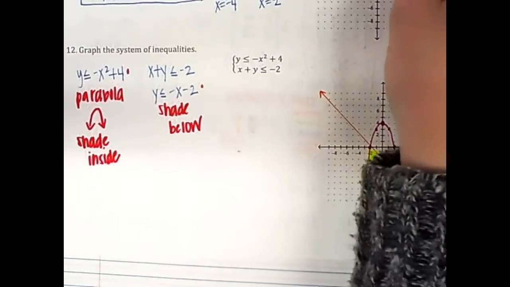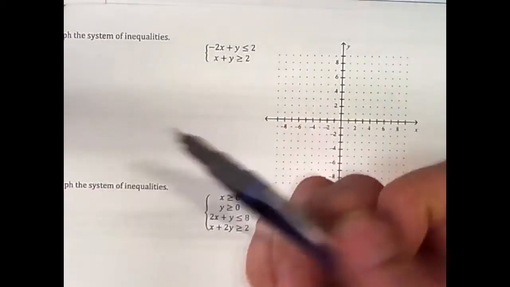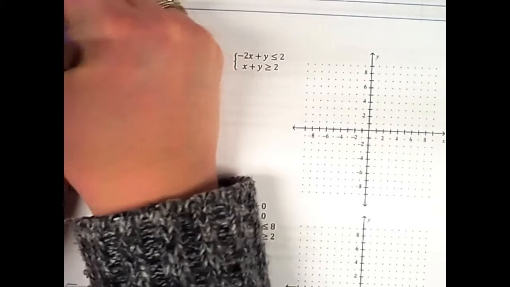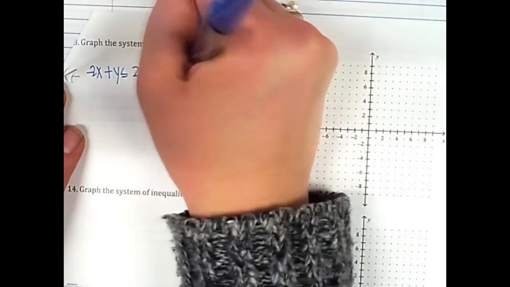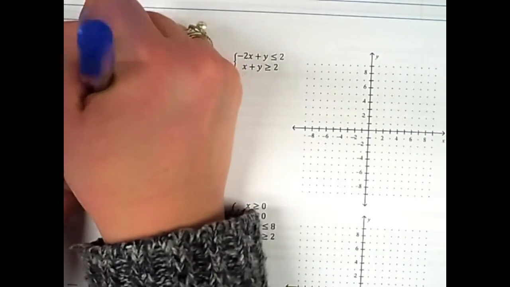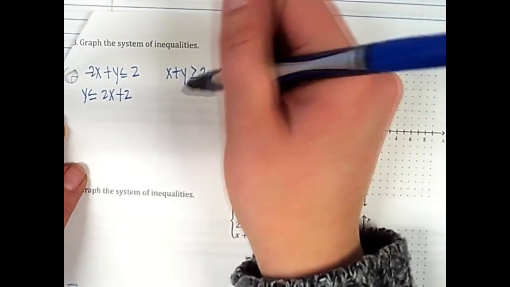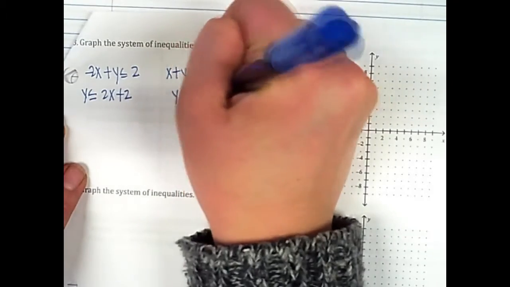Okay, so let's move on to number 13. Number 13 is really similar, except you have 2 lines here. The first thing I always want to do is get them in y equals mx plus b form. So I'm just going to rewrite them over here and start solving them for y. I'm going to add 2x. y is less than or equal to 2x plus 2. And then over here I'm going to subtract x. So y is greater than or equal to negative x plus 2.